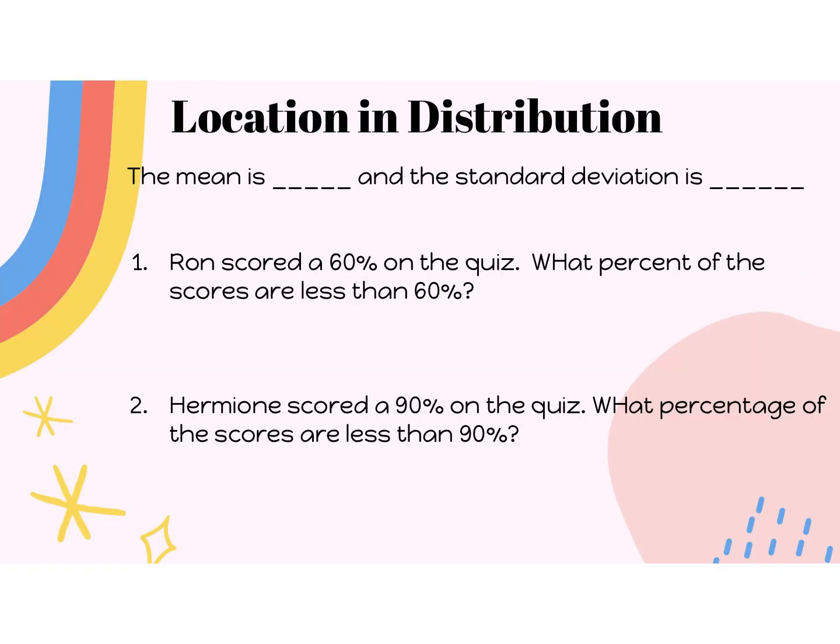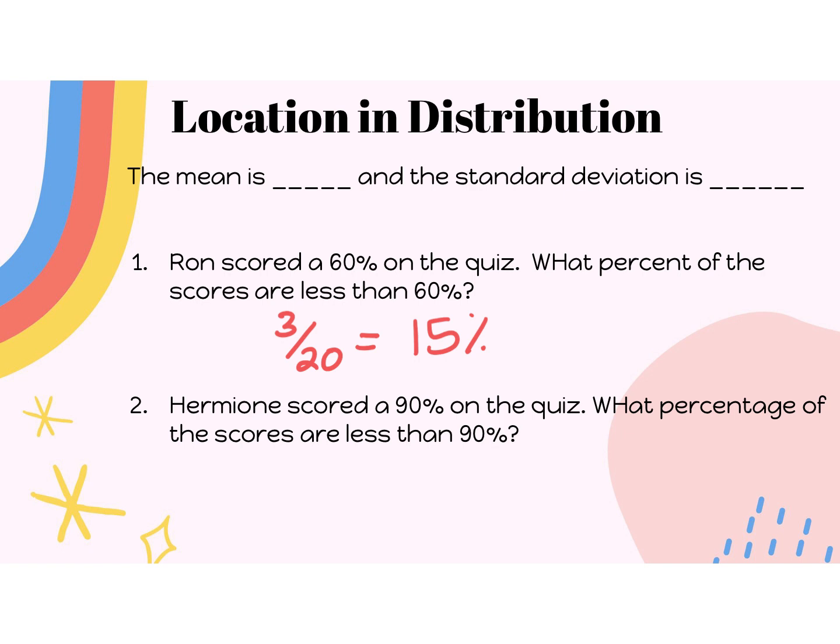Number 1 wants to know, Ron scored a 60 on the quiz. What percent of the scores are less than 60%? If we look at all those scores listed above, we would see that there are 3 scores less than 60, and there are 20 scores altogether. So that would give us 15% got less than 60.